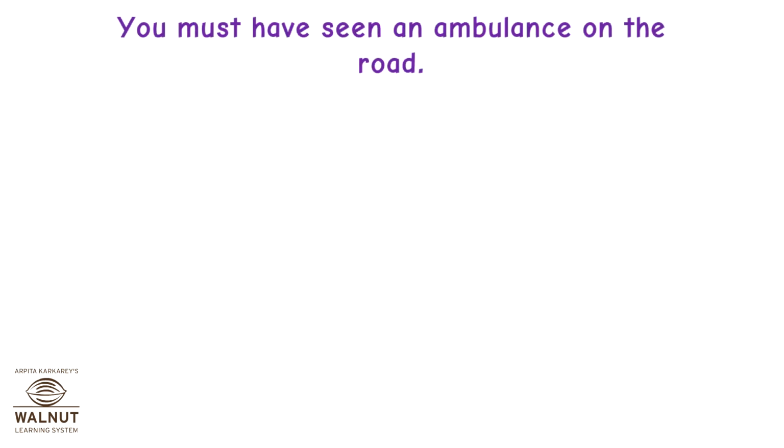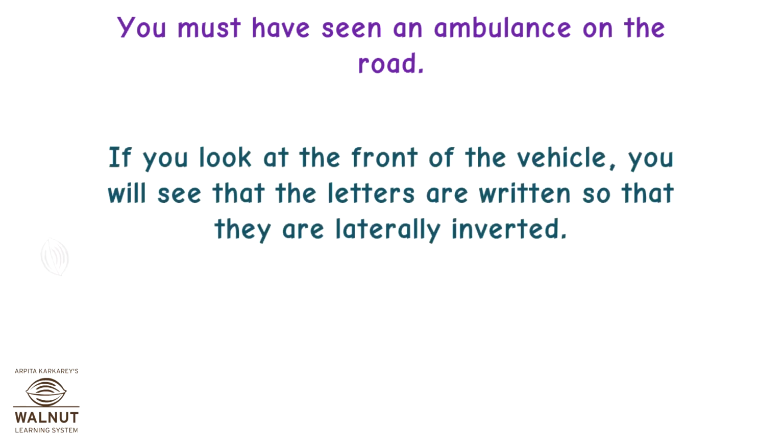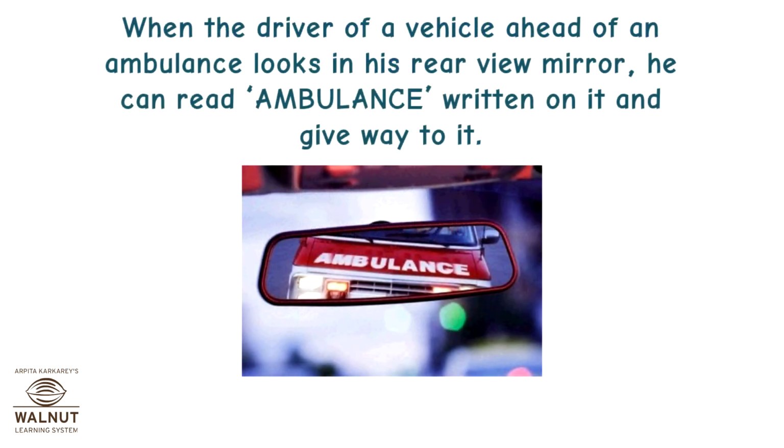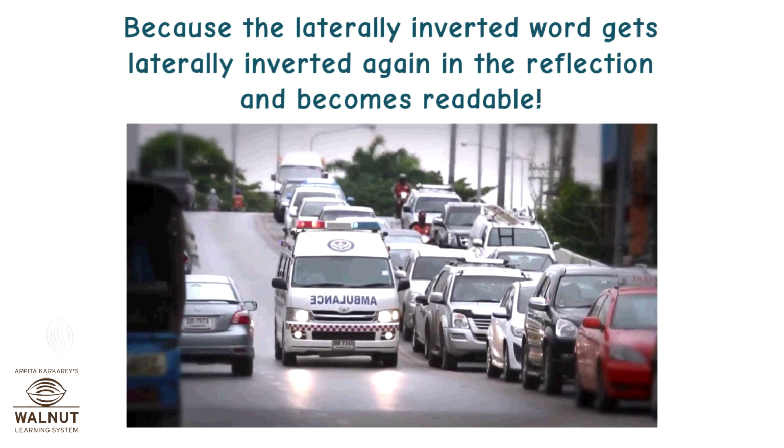That is because the letters and the whole word is laterally inverted in a mirror. You must have seen an ambulance on the road. If you look at the front of the vehicle, you will see that the letters are written so that they are laterally inverted. Why is that so? When the driver of a vehicle ahead of an ambulance looks in his rearview mirror, he can read ambulance written on it and give way to it. Why can he see it properly? Because the laterally inverted word gets laterally inverted again in the reflection and becomes readable.